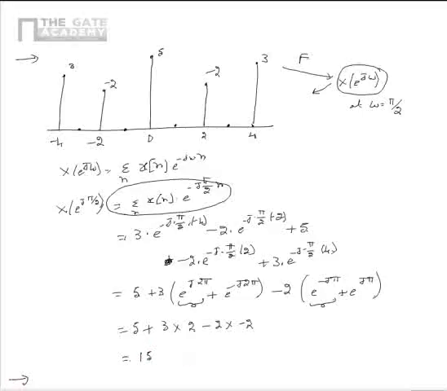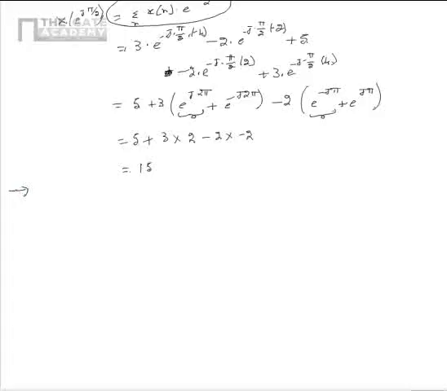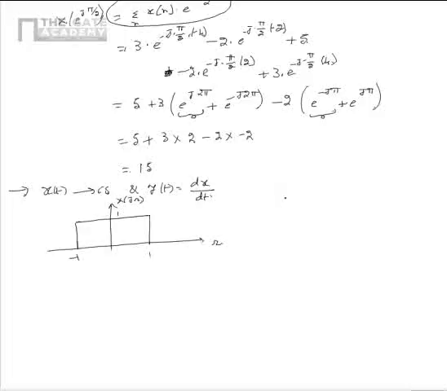Now let us consider another problem, as per which there is a signal x of t given, which is conjugate symmetric, and there is another derived signal given, that is y of t is equal to dx by dt. The Fourier transform of x of t, which is X of j omega, is as shown in the figure. It has a value of 1 in the frequency range of minus 1 to 1. We need to find the area of abs of Y of j omega with respect to omega.